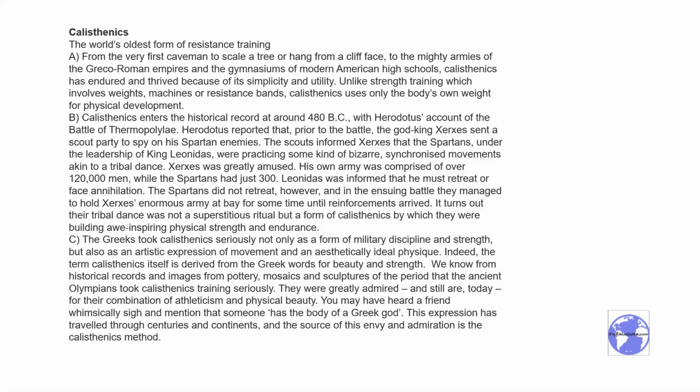So you see a description of the word calisthenics, the world's oldest form of resistance training. And then in the first paragraph, there's a little story from the very first cavemen to scale a tree or hang from a cliff face to the mighty armies of the Greco-Roman empires and the gymnasiums of modern American high schools. Calisthenics has endured and thrived because of its simplicity and utility.